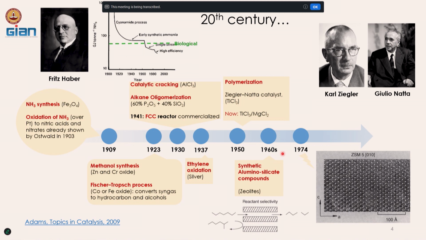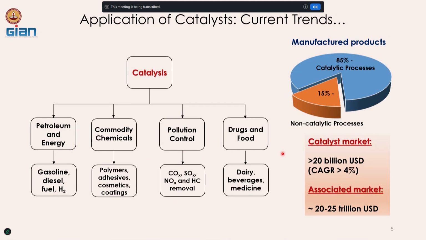So now moving to the current stage, the applications of catalysts are vast. Here I have divided it into 4 different parts. One is the petroleum and energy sector, where we have the transportation sectors because of the cracking of naphtha and crude oil to get gasoline and diesel kind of fuel, as well as aviation fuels. And we have commodity chemicals, which are the different types of polymers, additives, cosmetics, as well as coating materials and all. And this happened because of the polymerization processes and all.